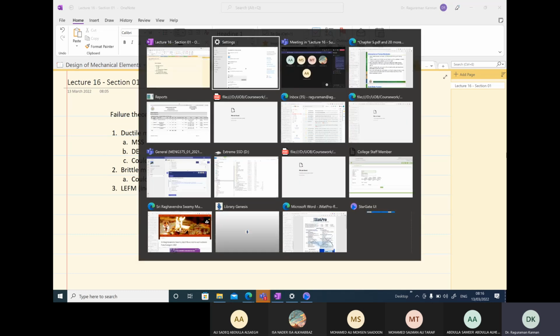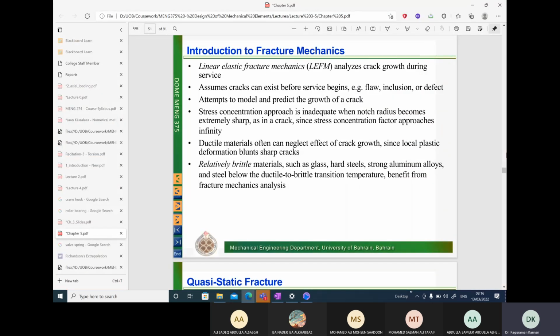Okay, so let's go to the slide. Since I cannot write here, I will try to write as much as possible, and we will go through the theory here. So linear elastic fracture mechanics assumes cracks are present, macro cracks, and these could be due to flaws present inside the material.